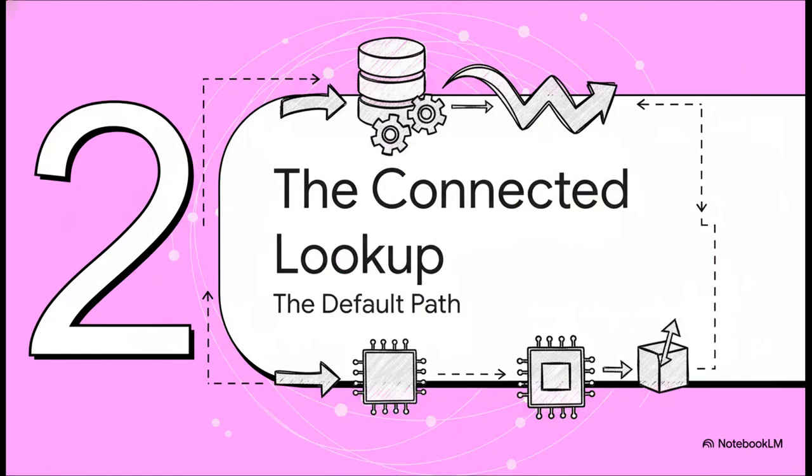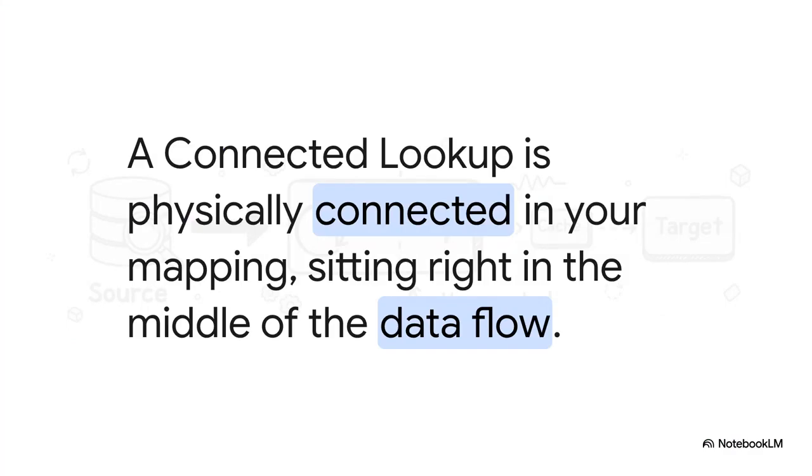So let's start with the one you're going to use probably 90% of the time. This is the default, the go-to, the connected lookup. And the name really gives it away. A connected lookup is physically connected right there in your mapping. Think of your data flow like a train line. The connected lookup is a station right on that main line. Data flows into it, it does its job, and the data flows right back out to the next step. It's in the thick of it.